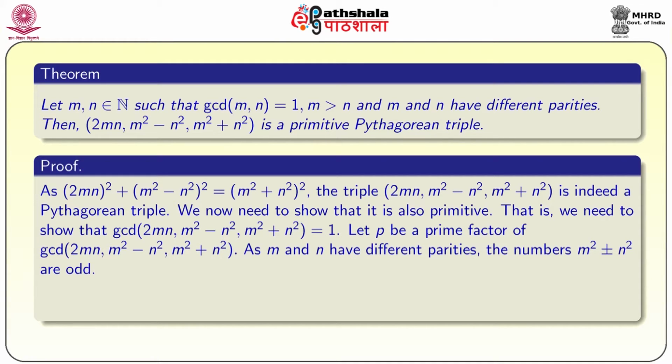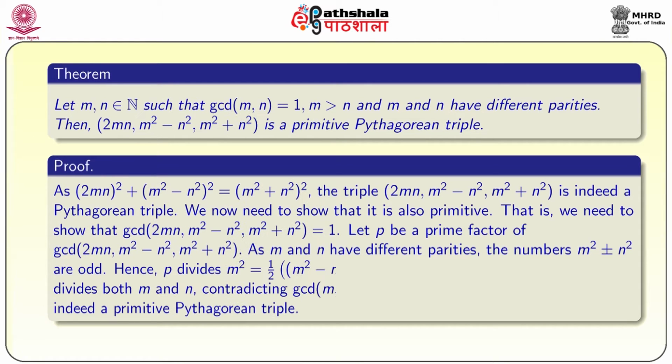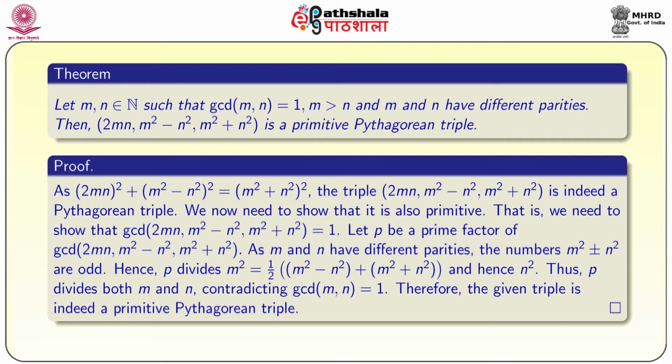That is, let p be a prime factor of the GCD of 2mn, m square minus n square, m square plus n square, as m and n have different parities, that is the hypothesis we are assuming. So, m square plus or minus n square are odd. Hence, if p divides m square, that is 1 by 2 times (m square minus n square plus m square plus n square), and also it divides n square, hence p divides both m and n, which is a contradiction for GCD of m comma n equal to 1. Therefore, the given triple is indeed a primitive Pythagoras triple.